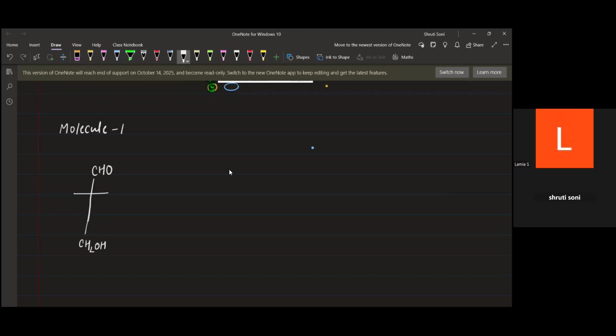Let's suppose C2 and C3 are there, and CHO and CH2OH. So that means there can be four or more than that carbon present. OH on right at C2. So this is the first molecule, then second. OH is on right hand side at C2 and C3 both.